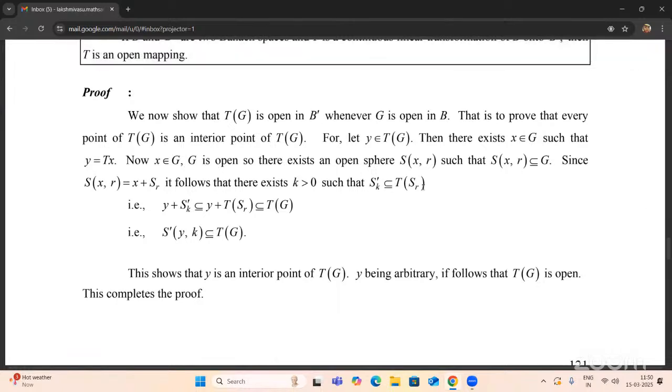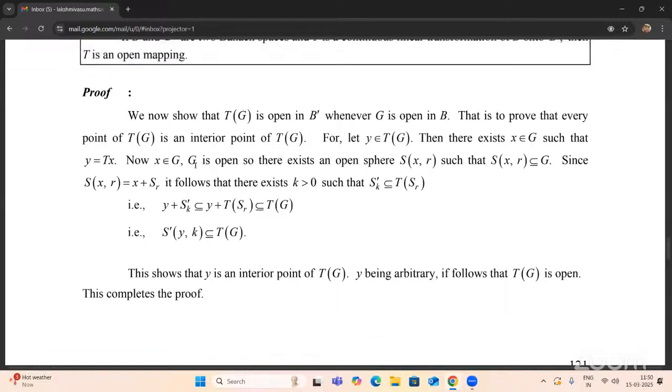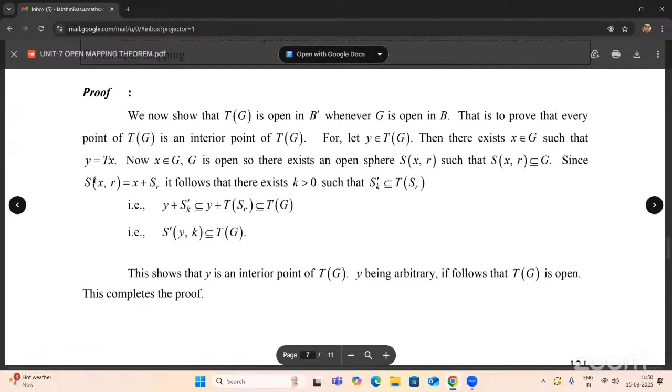So there exists an open sphere. What is the open sphere? S(x, r) is contained in G. S(x, r) can also be written as x plus S_r, because x is the center of the fixed element. So the center is x plus this S_r. S suffix r we are taking.